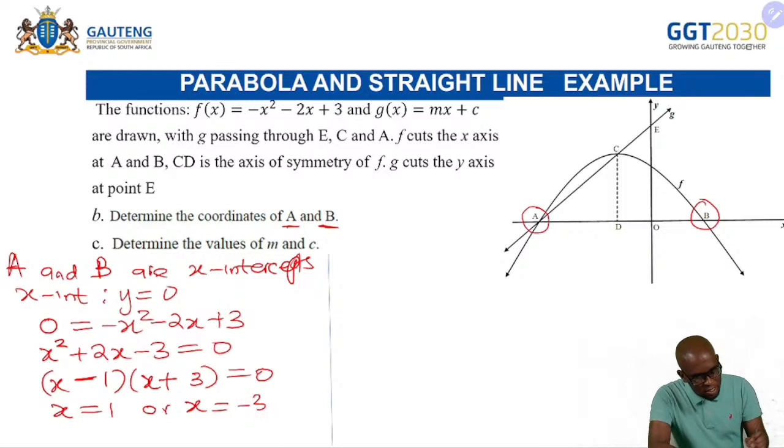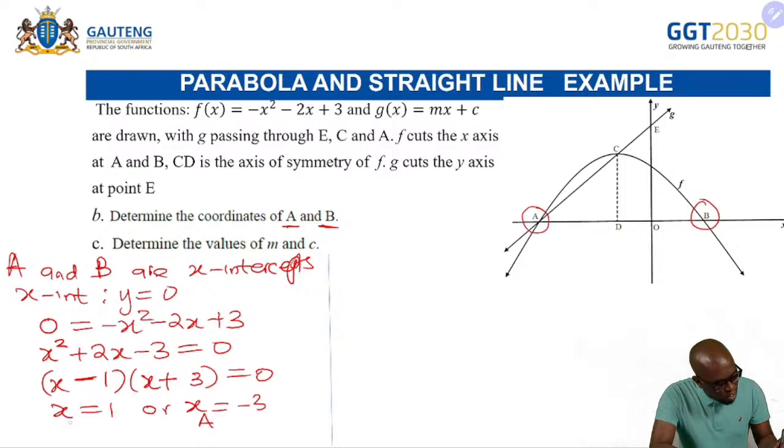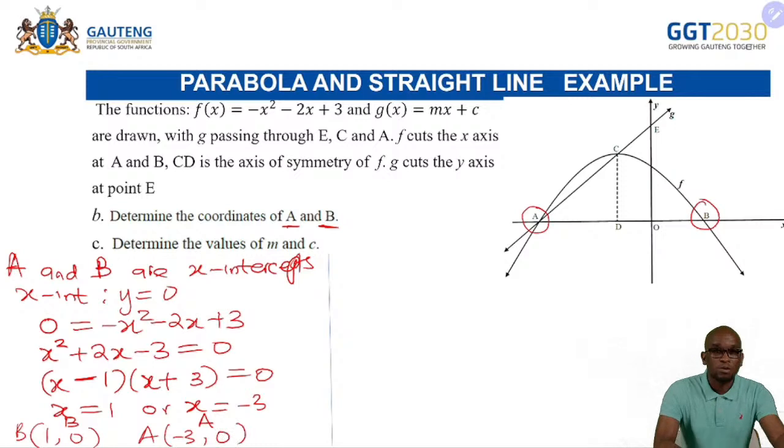Minus 3 obviously is on the negative x-axis where A is located, and 1 is where B is located. So if we want to find the coordinates, then the coordinates of B would be 1, 0, and the coordinates of A would be minus 3, 0. So those are our values of A and values of B.